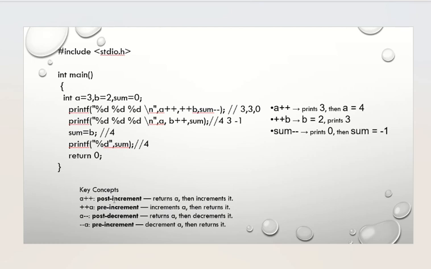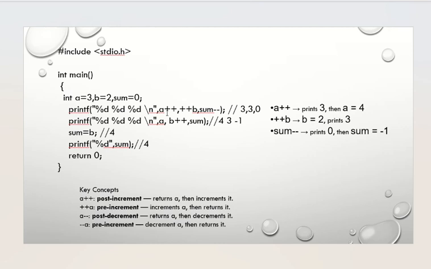a++ is a post-increment. It returns a, then the value gets incremented. This incremented value can be reflected in the next statements. Pre-increment: it increments a, then it returns. Post-decrement: it returns a, then it decrements. In pre-decrement, it decrements a, then it returns the value. These are the four main concepts used in unary operators.